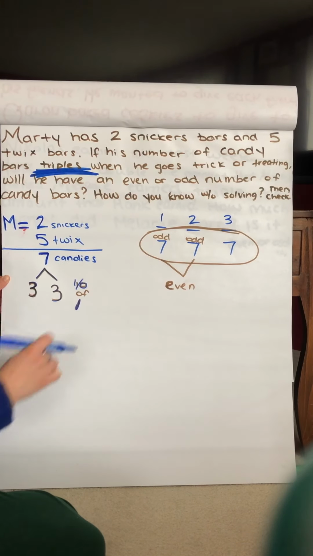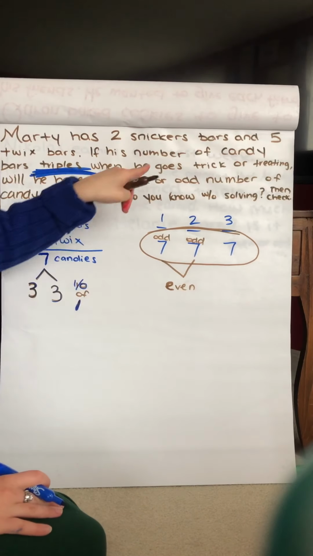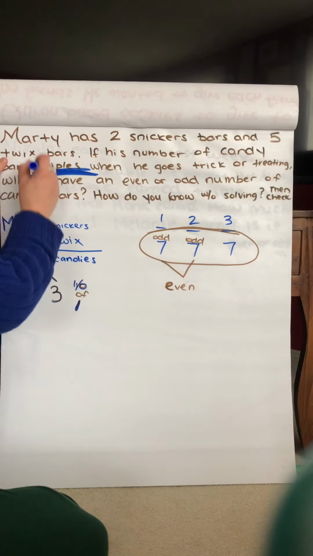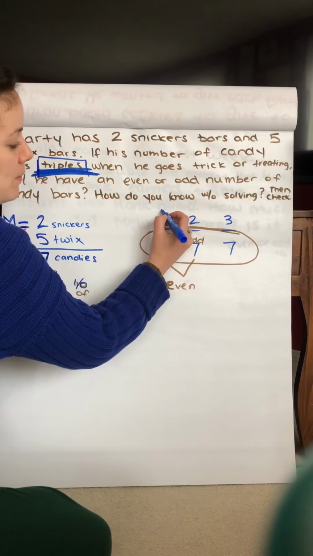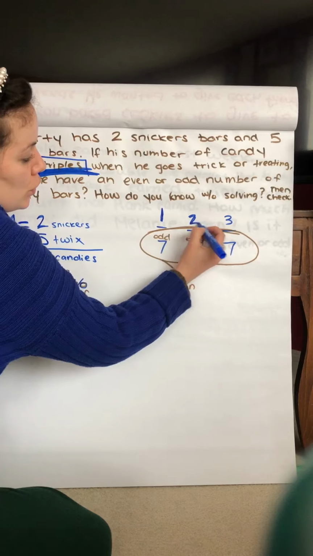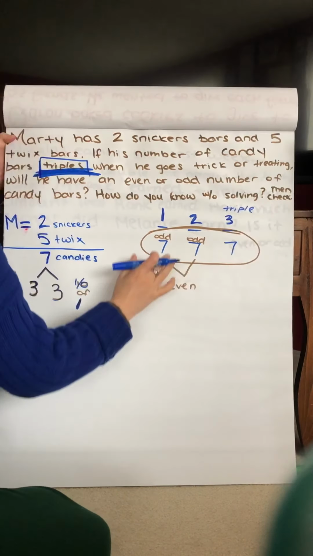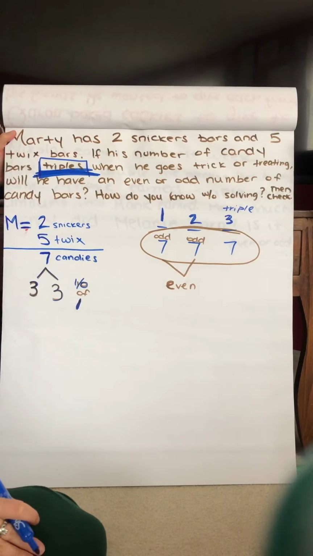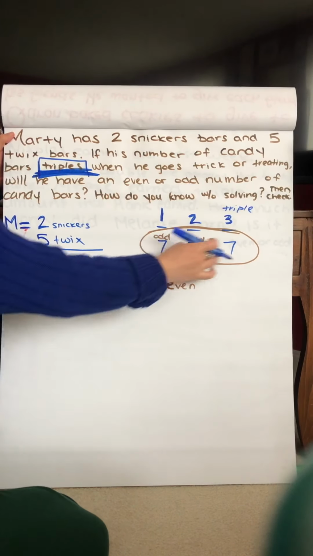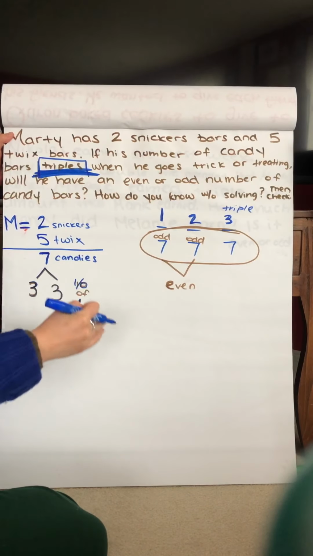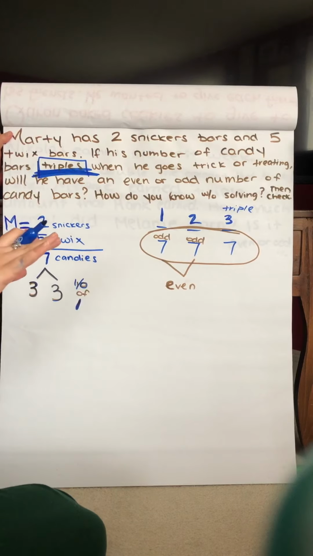All right? So the next thing I know is that his number of candy bars is going to triple when he goes trick-or-treating. Triple means you do the same number 1, 2, 3 times. 3 is your triple. So 7 and 7 and 7. Now, without solving, I know that when you add an odd number 3 times, you will always get an odd number. I didn't have to solve to figure that out.